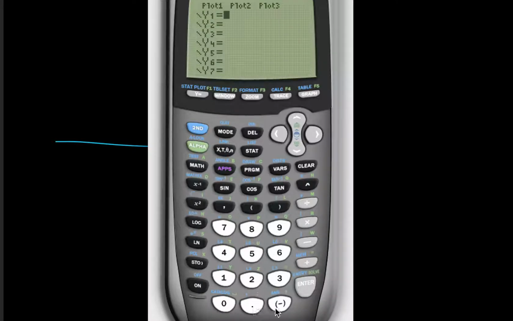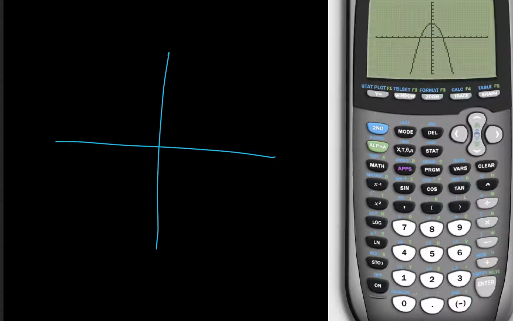Okay, so let's say negative x squared plus, we'll say plus 4. Okay, so we graph that. It's going to look very similar to the one we just did. This time it's an upside down parabola.